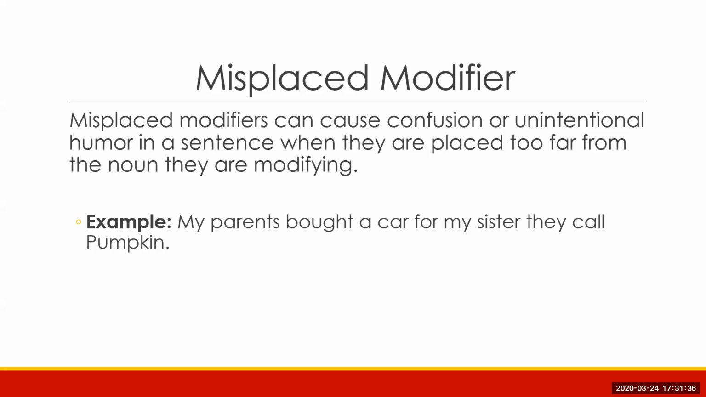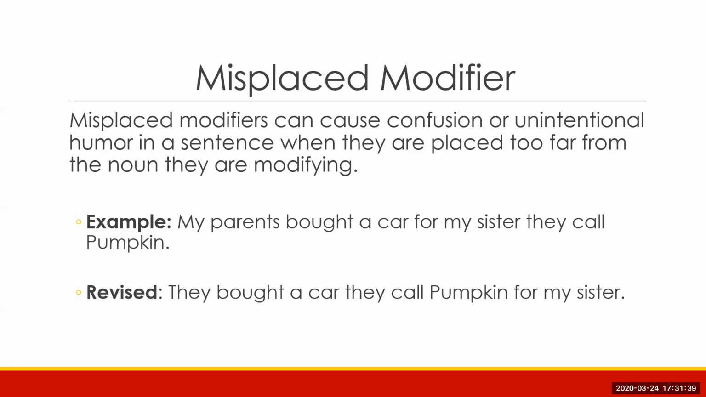If you were to rewrite this sentence, something like, they bought a car they call Pumpkin for my sister. So the writer here changed my parents to they, but what they ended up doing was rewriting it as they bought a car they call Pumpkin for my sister. So now, because this phrase they call Pumpkin is closer to a car, I know that they are actually talking about the car being called Pumpkin, not the sister of this person, right? So it's clearer now. Now I know that the parents are calling the car Pumpkin, not the sister.